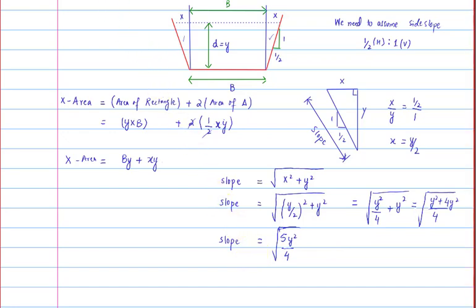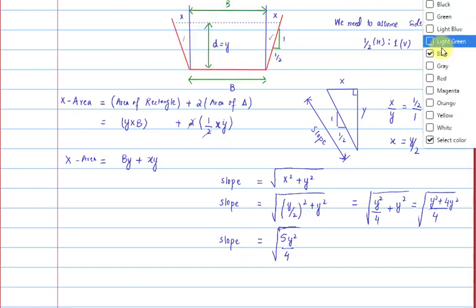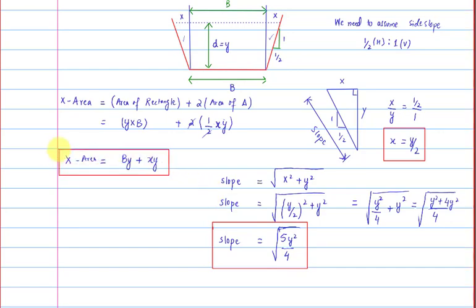Okay, let me highlight them to make them more clear. In red, this is the value of x, this is our slope, this is the formula for slope, this is cross-sectional area. That's it. These are all the parameters which we are supposed to find in this step. So let's move to the next step.